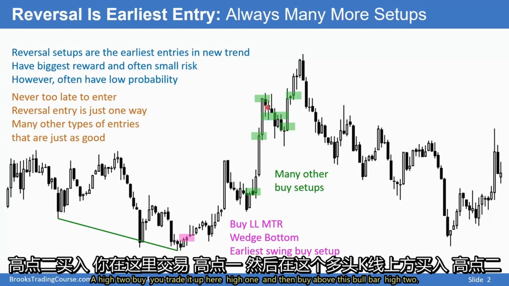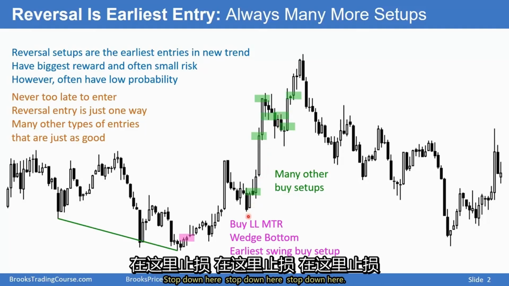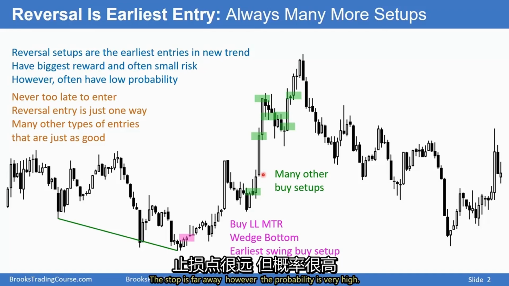A high 2 buy. We traded up here, high 1, and then buy above this bull bar, high 2. Stop down here, stop down here, stop down here. The stop is far away. However, the probability is very high.